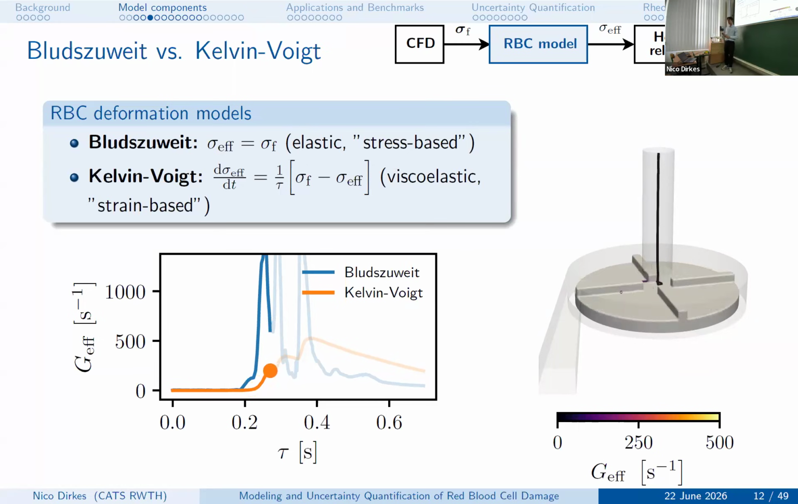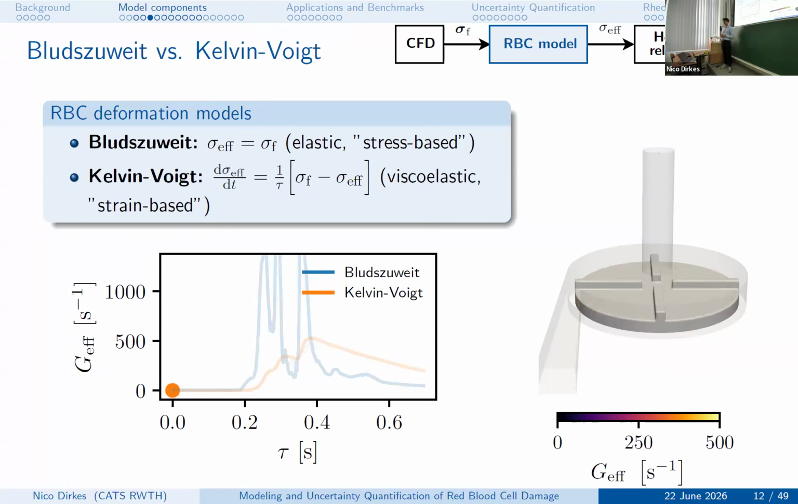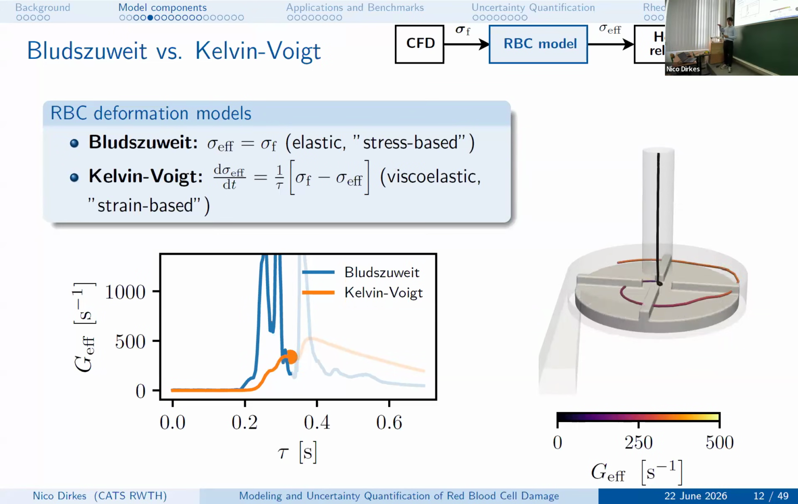On the left-hand side in this diagram, you can see what stresses the cell experiences. The blue line here are the Bluetooth stresses, and you can see that these peaks are very sharp because the fluid stress varies rapidly along this trajectory. On the other hand, if we apply this Kelvin-Voigt model, this viscoelastic model, along this trajectory, then the response is somewhat slower.